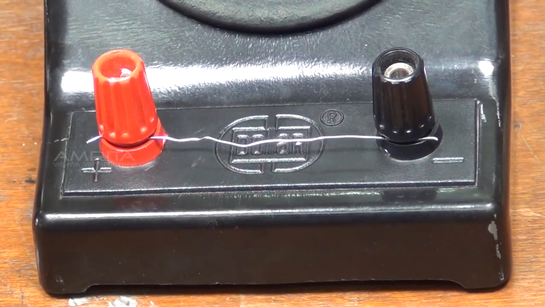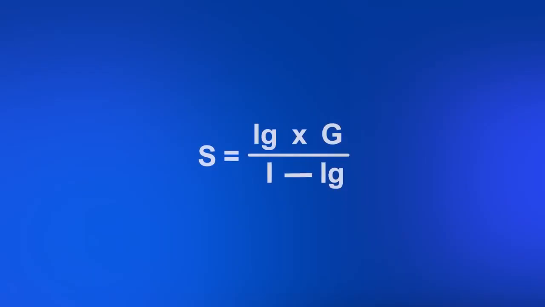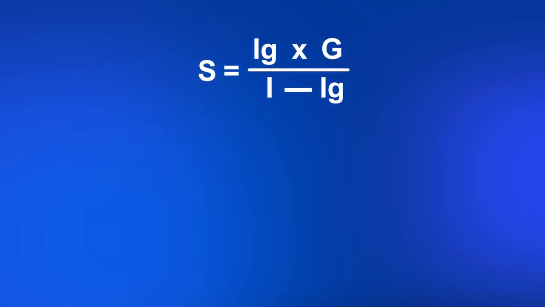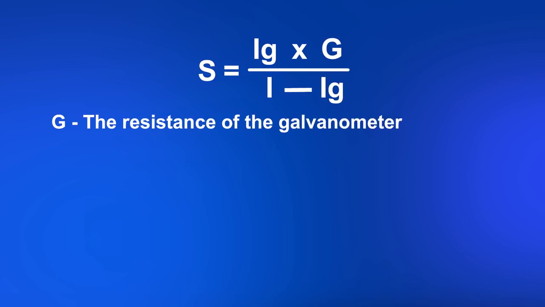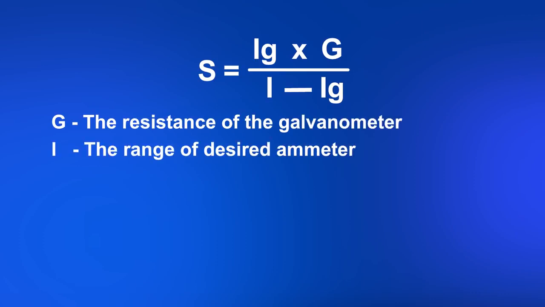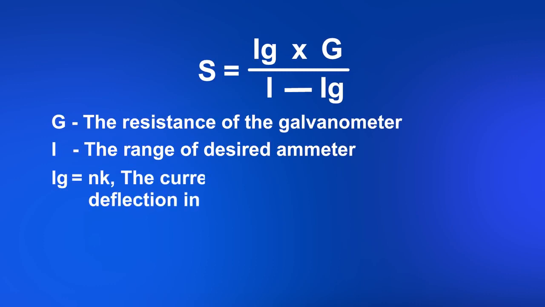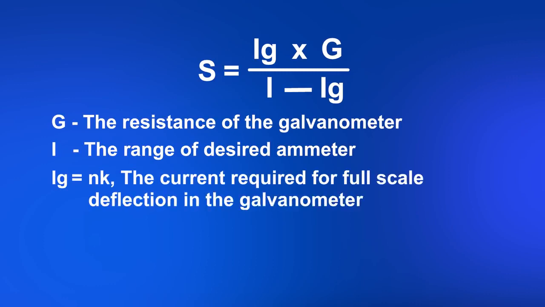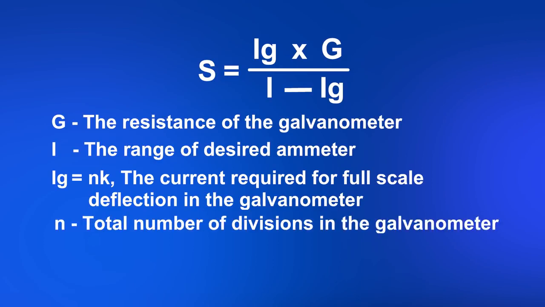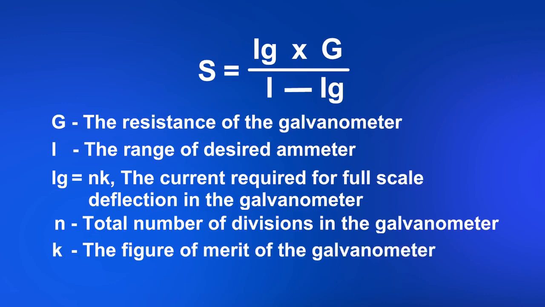Procedure. The shunt resistance required to convert the galvanometer into an ammeter of range I is calculated using the formula S = Ig × G / (I − Ig). G is the resistance of the galvanometer, I is the range of the desired ammeter, and Ig = Nk, the current required for full-scale deflection in the galvanometer, where N is the total number of divisions in the galvanometer and k is the figure of merit of the galvanometer.